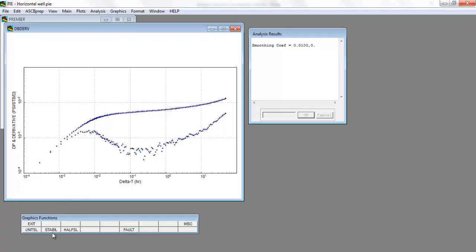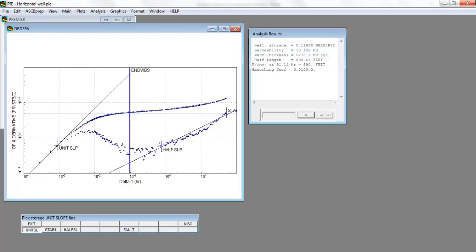So we're going to assume, let's say, KH at this point, with our radial flow stabilization. And this is going to give us a permeability of about 13 mD, for a KH of about 52-73 mD.ft. Now if I place my unit slope straight line like this, we've got a bit of a data quality issue here. Now we have an alpha length of about 890 feet, and this is lower than the maximum horizontal length. So we can place our unit slope straight line like this.